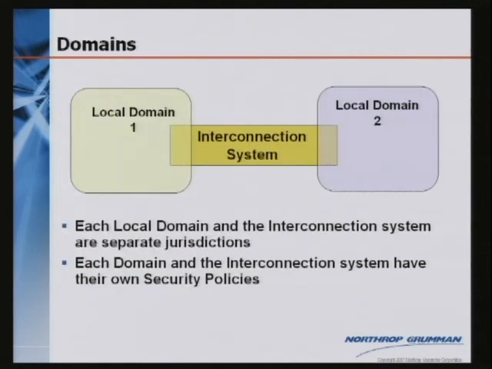And so to do that, we have to think about the different parts of the problem. One part of the problem is, of course, the things that happen within each of the local domains. The other part of it is what happens in the interconnecting system. And the interconnecting system can be a VPN between the systems. It could be the internet. It could be an SSL session. It could be a variety of ways in which we communicate between the two domains. And we have to distinguish the security policies that apply to each one of these three different things.